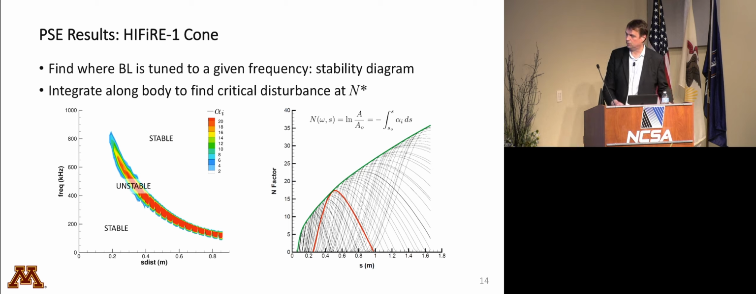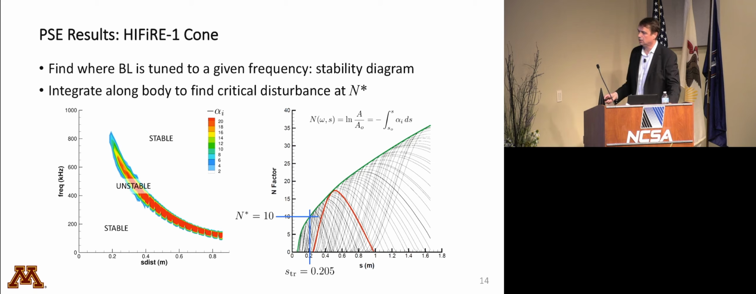And so if you are operating in a facility, or on flight, where you think the critical N factor is 10, then you can use this analysis. You say, well, here's my critical N factor of 10. I read off, okay, transition is going to occur at 0.2-something meters. So this is the kind of analysis we can do now because we have the ability to rapidly and accurately generate these stability diagrams on geometries.